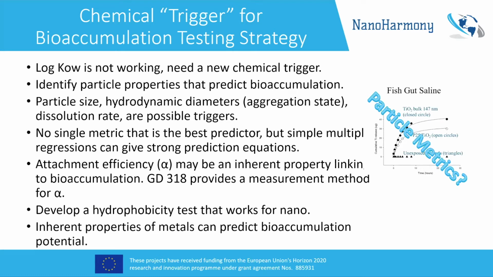For the metal materials, we also recognize that the log KOW is mainly used for organic chemicals. We don't tend to use that for metals in the current system. So could the inherent properties of metals like valency or density and so on be used as a predictor of bioaccumulation potential? We have noticed that metals like cadmium and mercury that we know bioaccumulate, when we look at their nano equivalent materials, those also tend to bioaccumulate. So there's something there to look at.